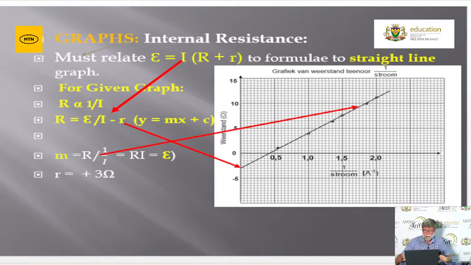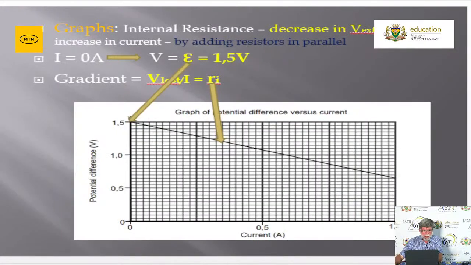Right. The last graph on internal resistance is also one that we had in the previous paper, and this is actually also from your experiment where you decrease your V external by increasing your current. Say for instance you add resistance in parallel, now your current increases, and as your current increases, you see that there is a drop in voltage. Now immediately that word drop in voltage must indicate to you that this must be something about lost volts.